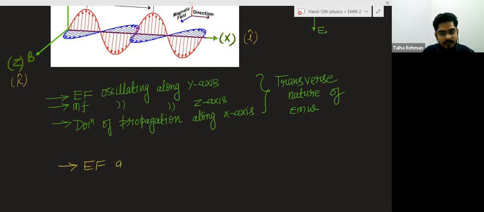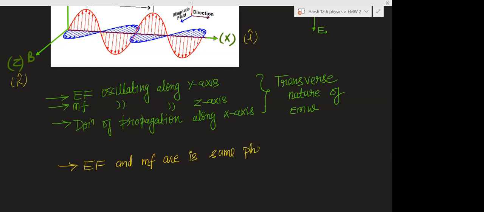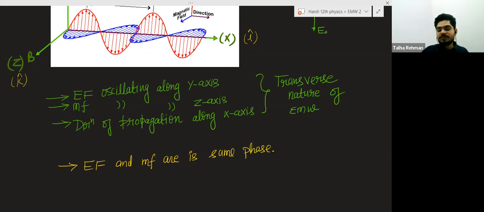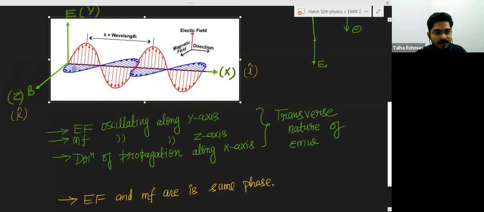electric field and magnetic field are in same phase. So what is the phase? Basically, now you can see at this point, what is the meaning of the phase? I want to tell you. Okay. So basically, phase is just here at this point the electric field is 0 and magnetic field is also 0.